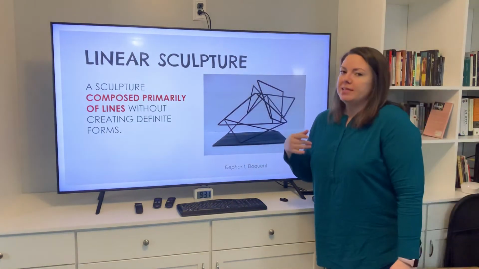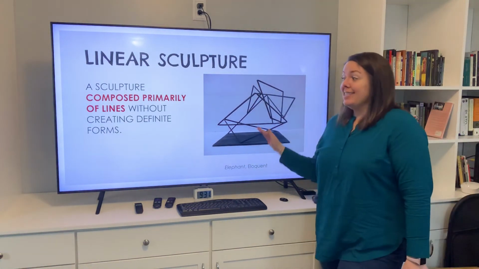Linear. Linear means lines. So a linear sculpture has lines.